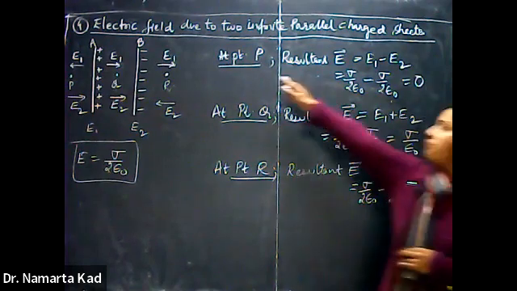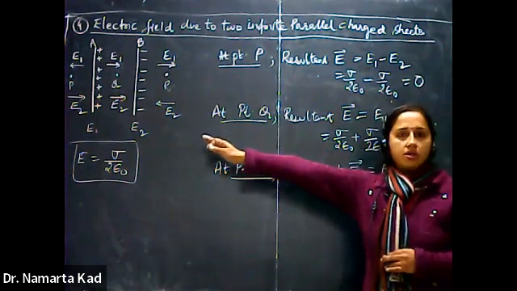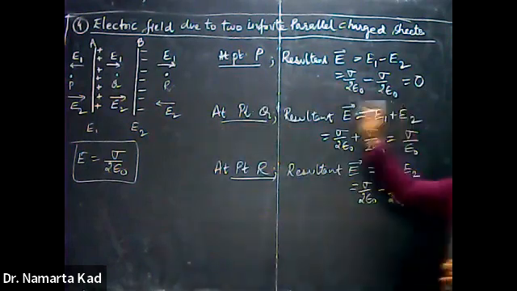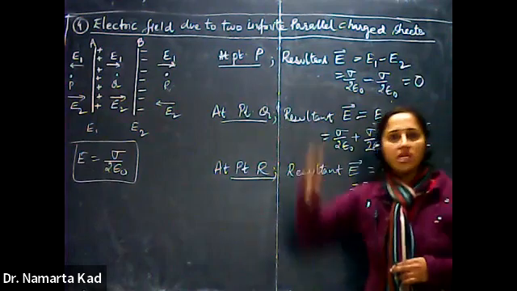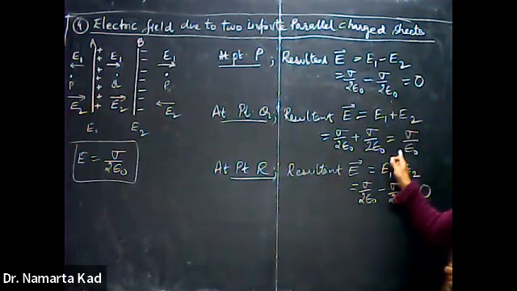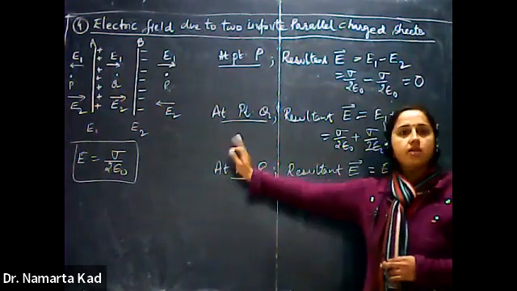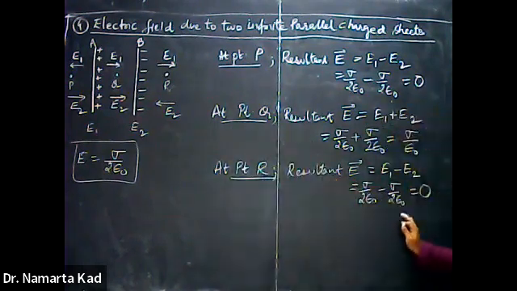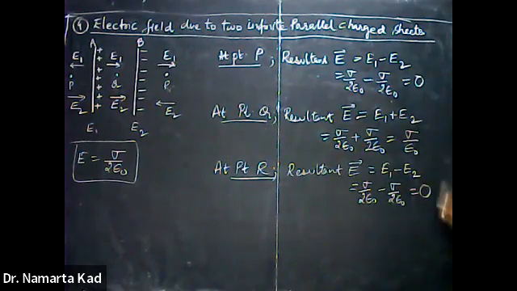Now let's see: at point P, that is outside the parallel sheets, it is 0. At point Q, that is within the parallel sheets, it is sigma by epsilon naught. And at point R, again outside the parallel sheets, it is again 0. So what do we conclude from these three results? Hence E, due to the two oppositely charged infinite plates, is sigma by epsilon naught at any point between the plates and is 0 for all the external points.